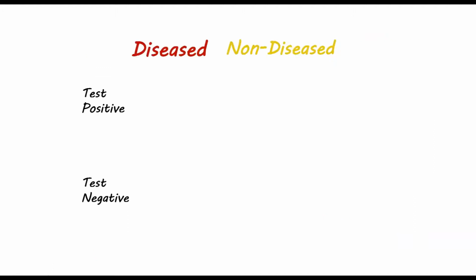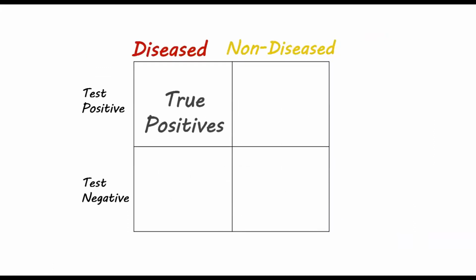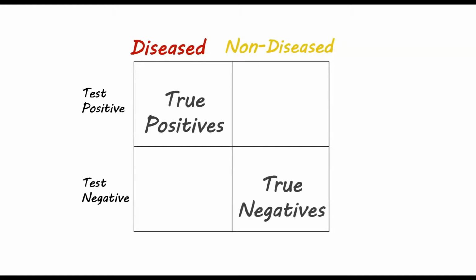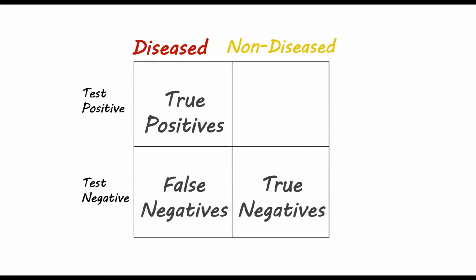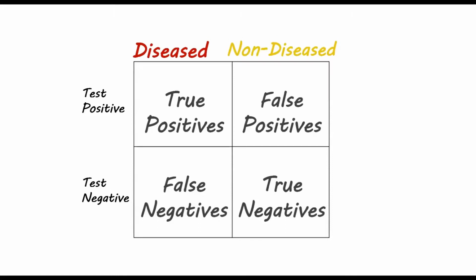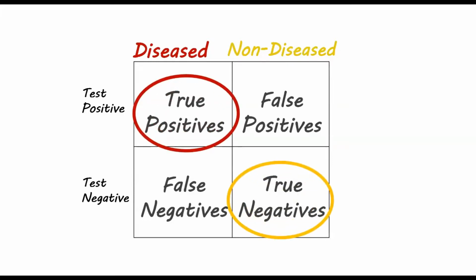Diseased individuals who test positive are called true positives. Non-diseased individuals who test negative are called true negatives. On the other hand, diseased individuals who test negative are called false negatives, while non-diseased who test positive are called false positives. Ideally, we would love for everyone to fall into either the true positive or true negative groups. However, no test is perfect. So we end up with people in the false negative and false positive groups.